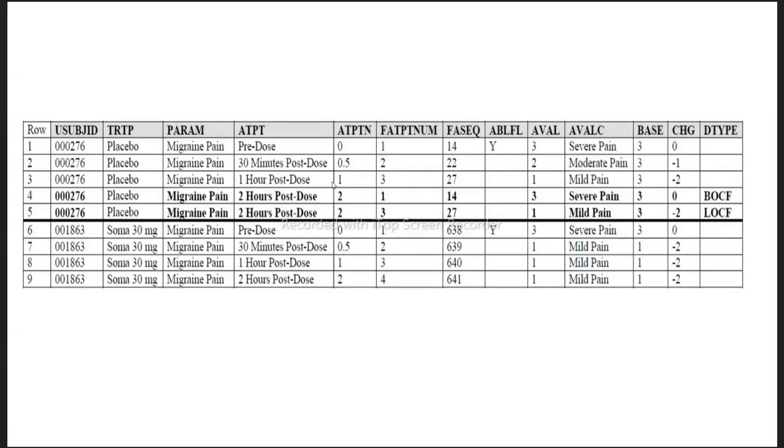Okay, we need 4 records: pre-dose, 30 minutes post-dose, 1 hour post-dose, and 2 hours post-dose. But unfortunately, I didn't collect 2 hours post-dose. Now what the sponsor is asking is to keep the most recent value, and whatever value we have during the baseline, get that value also. So we need to create one observation for the most recent value, and another observation for the baseline value.